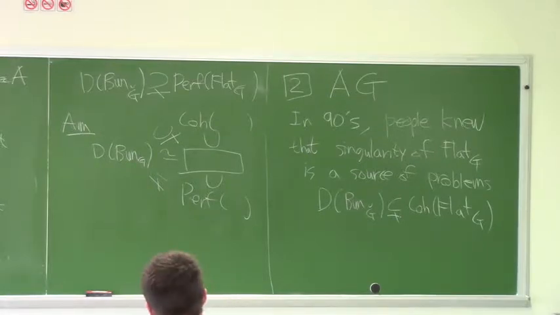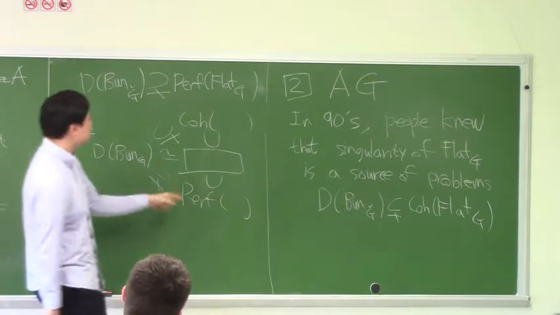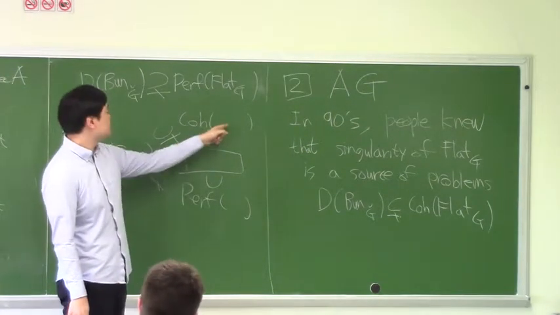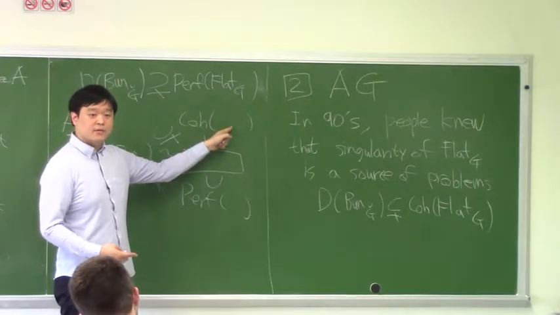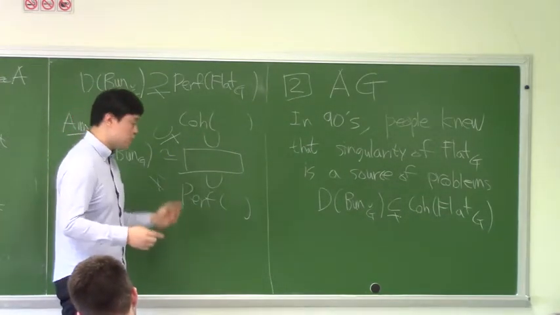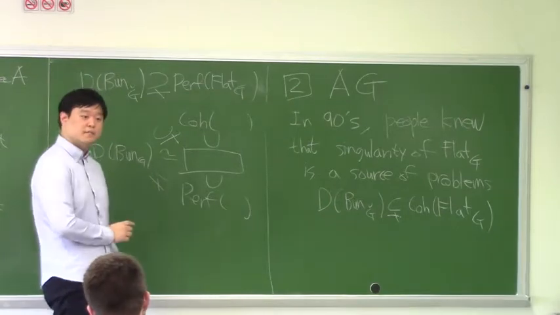And that's exactly what Arinkin and Gaitsgory kind of did. It's not just for this Langlands correspondence. They have developed some framework to find something in between whenever the space here is nice enough. And when I say nice enough, it has a technical term, it's called quasi-smooth. So let me explain that now.